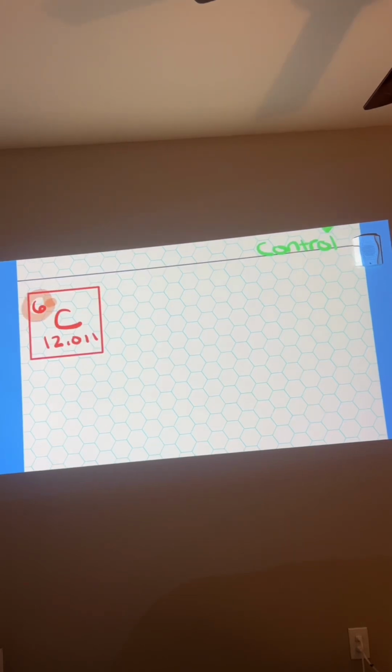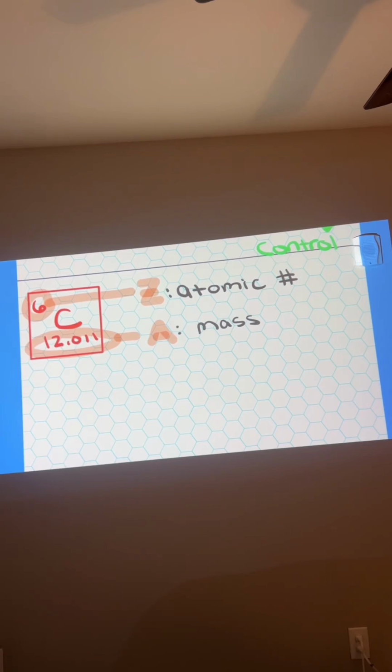Look at the periodic table. We are going to look at Z and A. Z is going to stand for the atomic number, and A is going to stand for the mass number of the element. These numbers are relevant because they will tell us how the atom looks. The atomic number is going to tell us how many protons are in the atom, and the atomic mass is going to tell us protons plus neutrons.